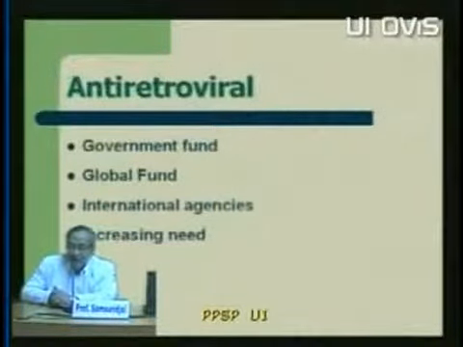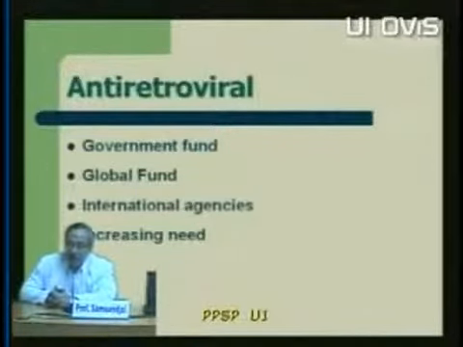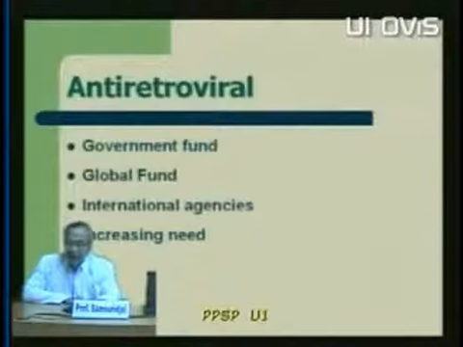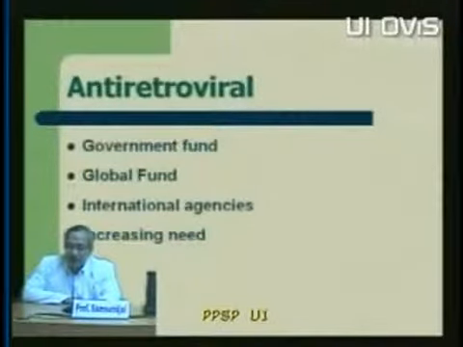The first line of antiretroviral is funded by the government. But the second line, which is not so many, because less than 5% of our people living with HIV get the second line, is funded by the Global Fund. The Global Fund also usually complements the funding if the government fund is not enough. We also have international agencies who help us, but due to increasing needs, we still have a problem with the sustainability of antiretroviral in our country. Slide.